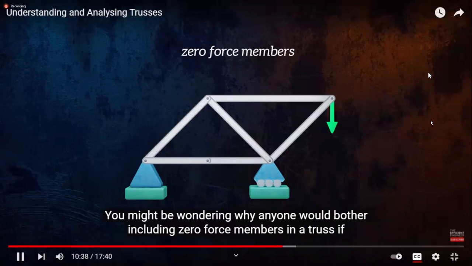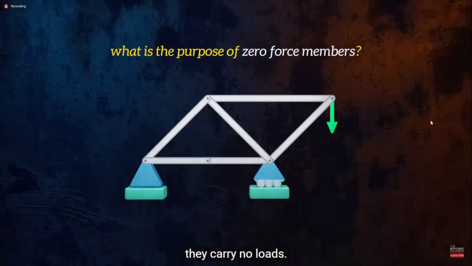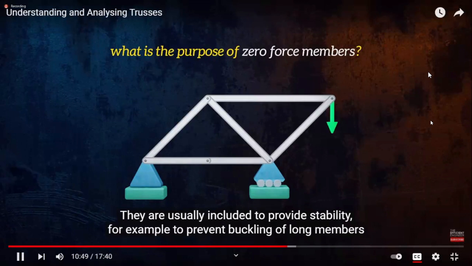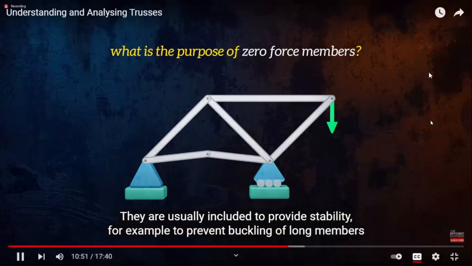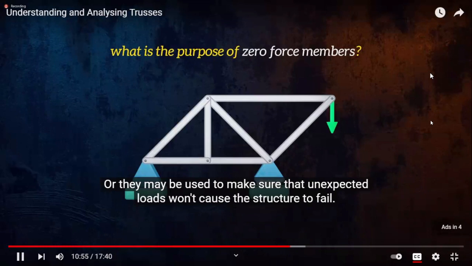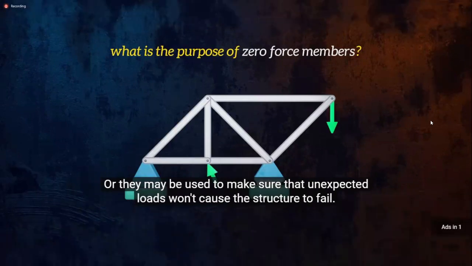You might be wondering why anyone would bother including zero force members in a truss if they carry no loads. They are definitely not useless. They are usually included to provide stability, for example, to prevent buckling of long members which are under compression. Or they may be used to make sure that unexpected loads won't cause the structure to fail.